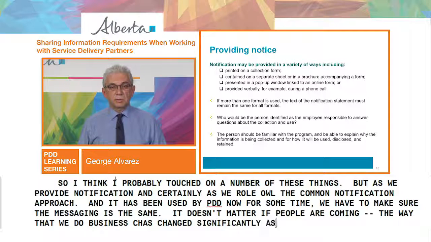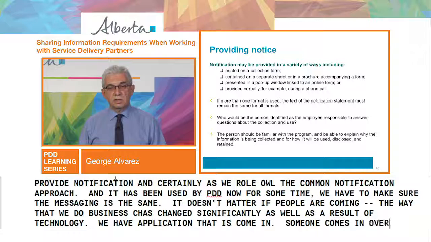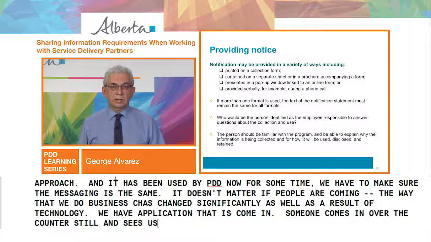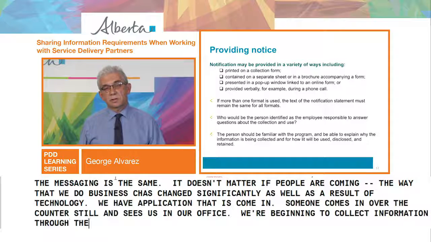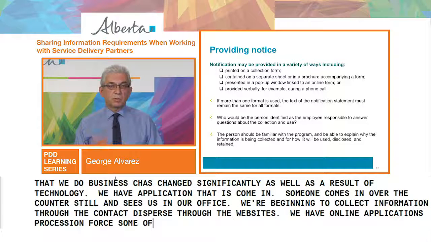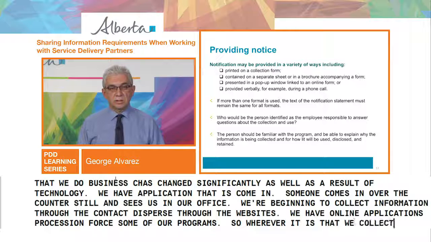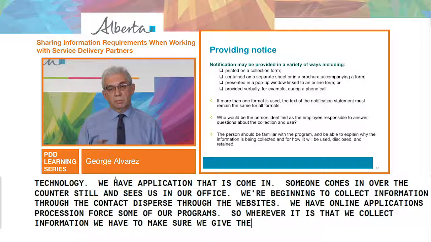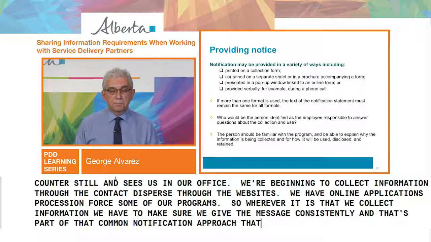We have applications that come in, someone comes in over the counter, still sees us in our office, but we're beginning to collect information through our contact centers and through the websites. We have online application processes for some of our programs. So wherever it is that we collect the information, we have to make sure that we give that message consistently, and that's part of the common notification approach that we're rolling out and implementing currently.